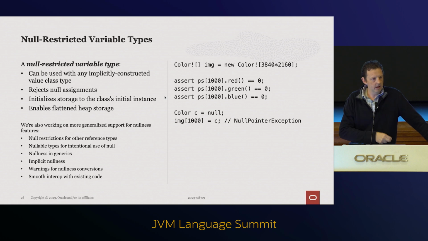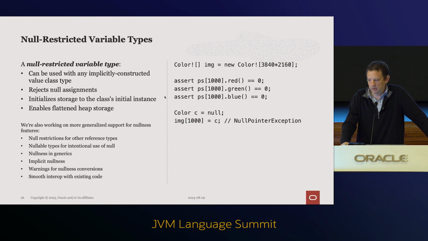The other element we need in order to eliminate the nulls is some way to say this variable isn't expected to have a null. So we have a new kind of type, a null-restricted type that can be applied to variables. On the right, you see me allocating a Color array, and the exclamation mark means no nulls here.